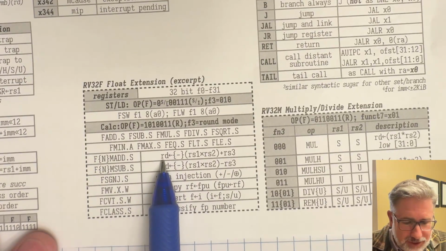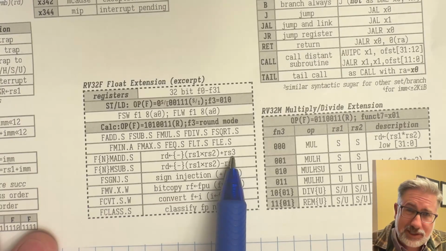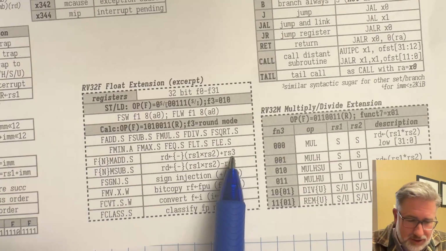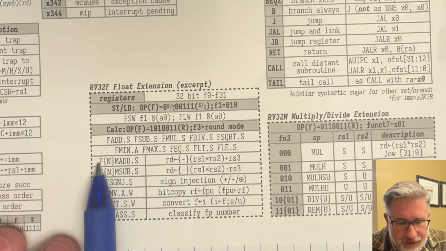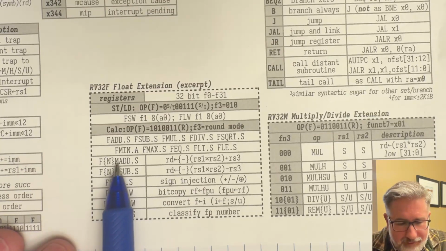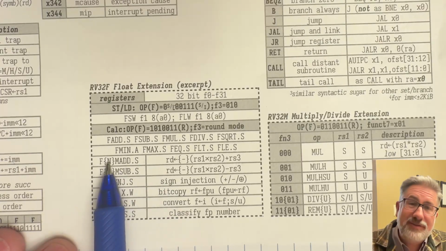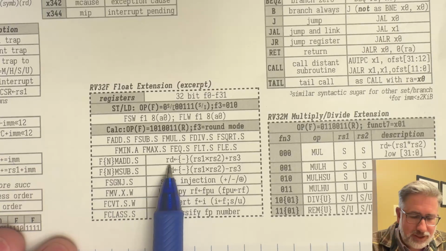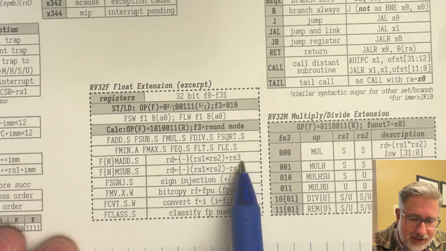So a destination register gets one register times another register plus another register. That's four registers instead of three: three sources and a destination. Then you can have FMADD, floating point multiply add, single or double precision, and you can also have the negative version of that, FNMADD, where the destination register is the negative of multiply and then add.